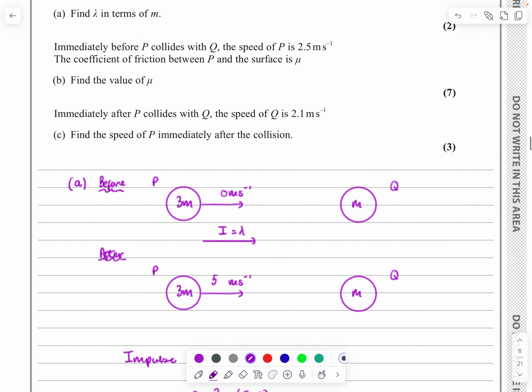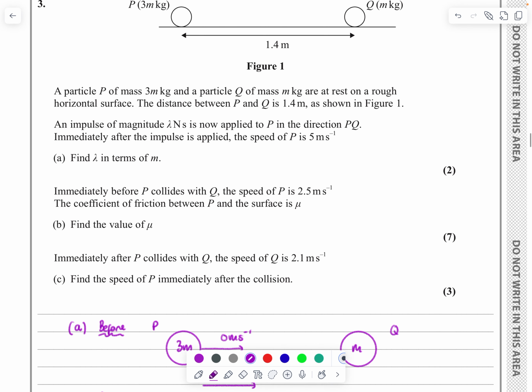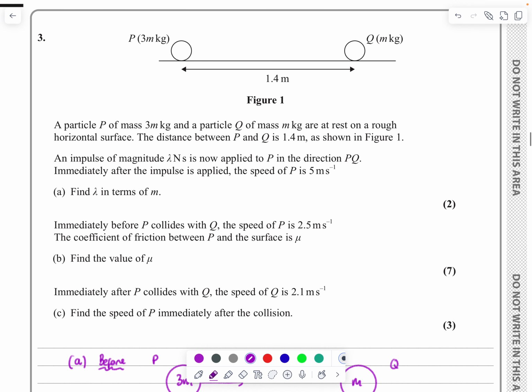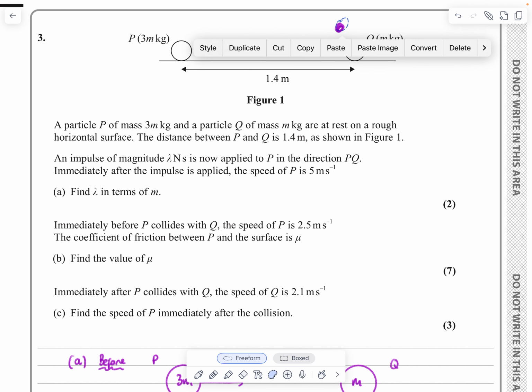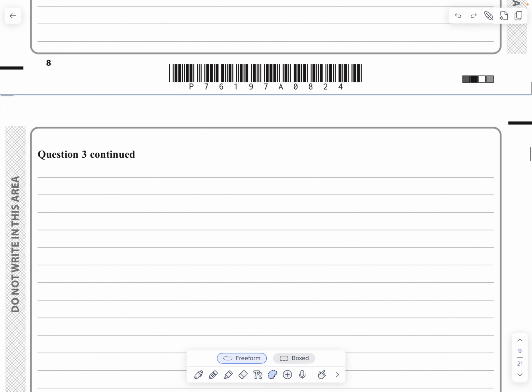Okay, so perfect. And it says, immediately before P collides with Q, the speed is 2.5 meters per second. Coefficient of friction between P and the surface is mu. Can we find the value of mu? So what we're now going to be considering is this motion from here all the way to there. We've got a SUVAT, and we'll have some F equals MA work. So let's have a look at that for part B.